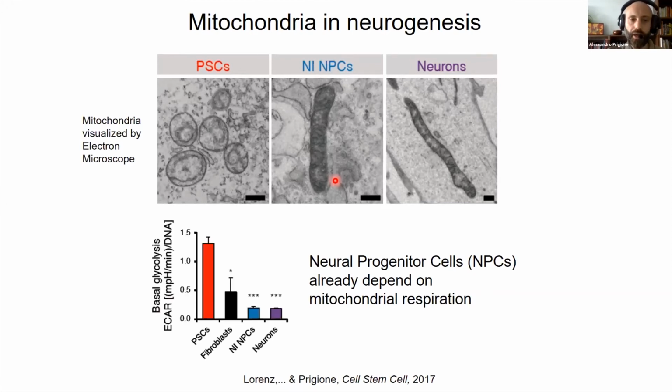And in fact, when we measure glycolysis, we see that it's higher in pluripotent stem cells. When we measure lactate production by ECAR, we see that it's higher in pluripotent stem cells and lower in neurons and NPCs, suggesting that NPCs instead use pyruvate in the TCA cycle to generate energy.